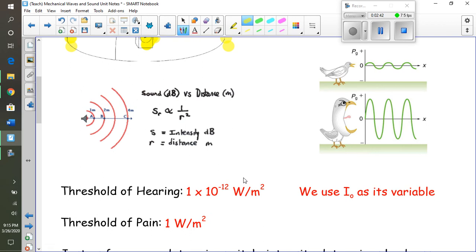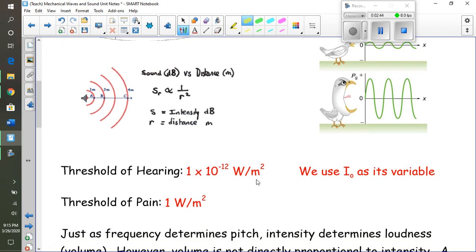So there are a couple numbers here that we need to point out. There are two thresholds, the threshold of hearing and the threshold of pain. The threshold of hearing is the quietest intensity that the average human can hear, and that is 1 × 10⁻¹² watts per square meter. Sometimes we use the symbol I with a sub naught beside it.